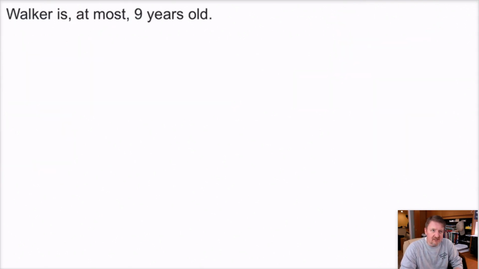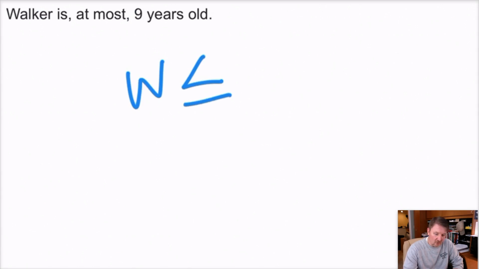Let's look at this example here. It says Walker is at most 9 years old. So you would use a variable to represent Walker, and you would say that W is less than or equal to 9. All that is saying is that Walker is less than 9, or he can be equal to 9 in age. That's what at most means. He's at most 9 years old. That means he could be less, but he also could be equal to 9.